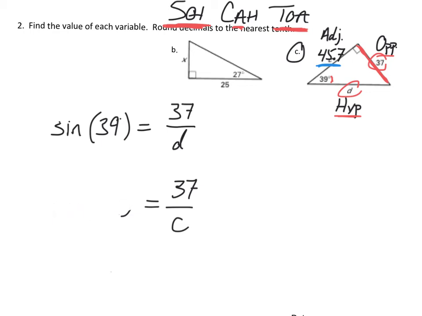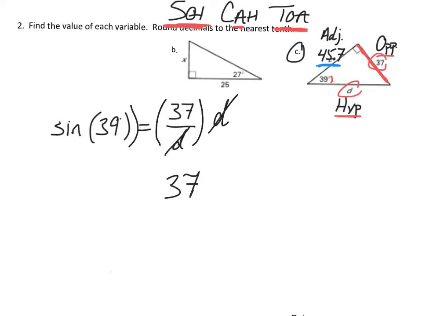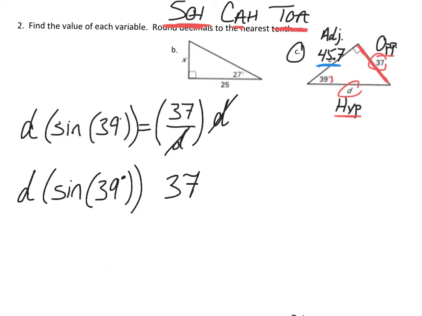So let's recall how we solved that equation and use that same method to solve for d. The first thing I want to do is get that variable out of the denominator. So I multiply both sides by d. Now I have 37 all by itself. And I did the same on the left-hand side, so I have d times sine of 39 degrees. Remember, that's some decimal I can get from my calculator, and it equals 37.